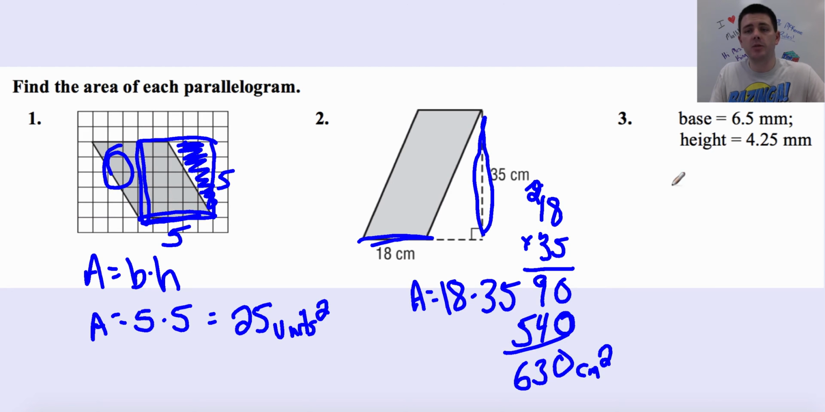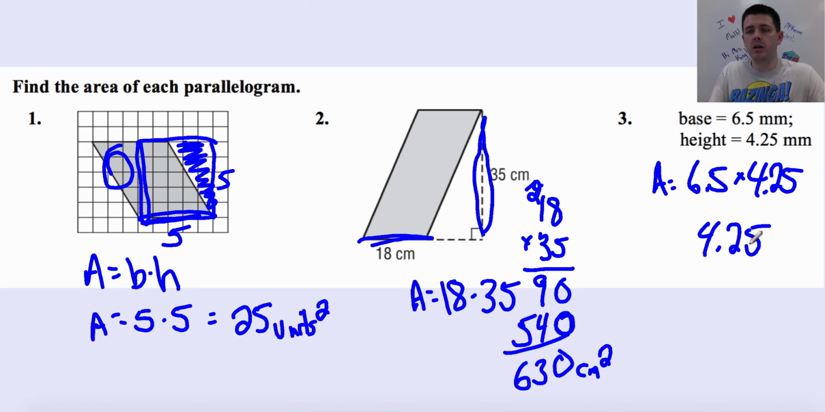So next one. Here they didn't draw us the picture, but we don't need the picture. We just need to know what's our base and what's our height. So it's equal to our base, 6.5, times our height, 4.25. So we need to do a little decimal multiplication, but we can handle it. 4.25 times 6.5. Notice I didn't have to line up my decimals. All I want to do is multiply. We'll come back for the decimal at the end.